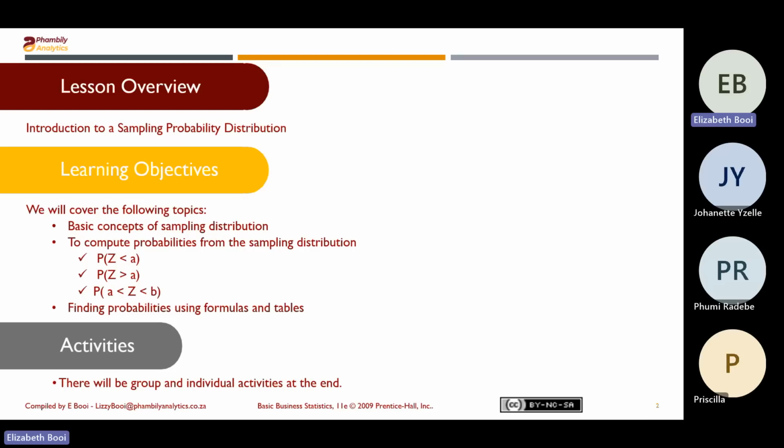When we find the probability of a Z value lower than a certain value, then we're going to find that probability on the table. When you find the probability of a Z value greater than a value, then you're going to say 1 minus the value you find on the table. And for between, you're going to subtract the table value of the smaller number from the table value of the bigger number. We're going to take that through the session as well. So it's everything you have learned in the previous session.